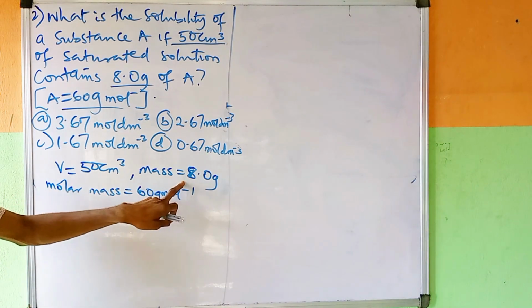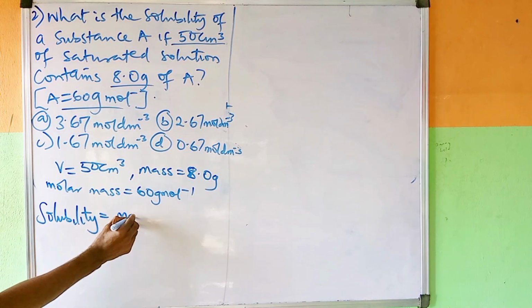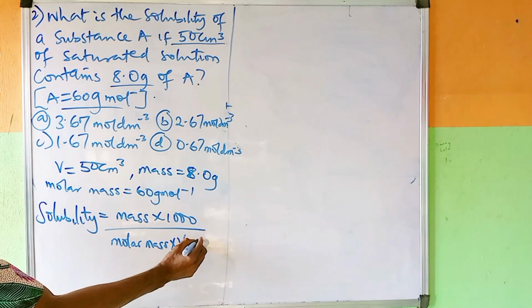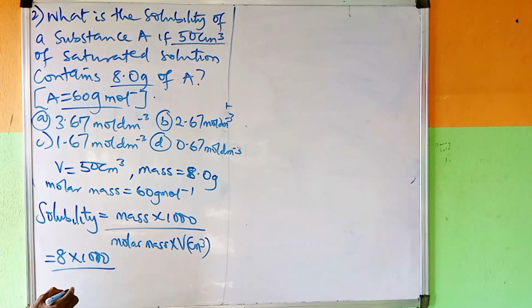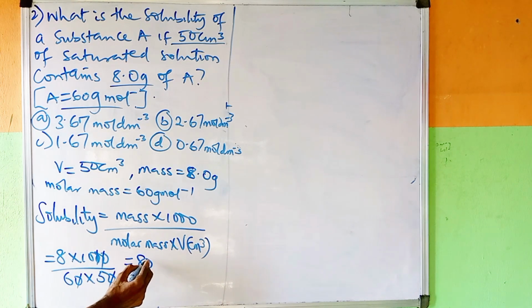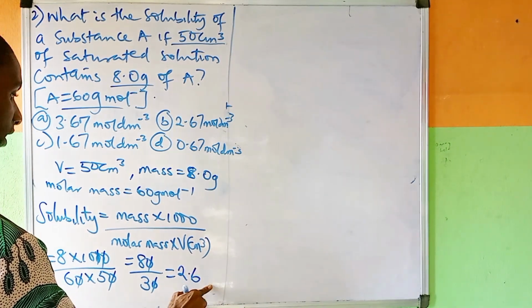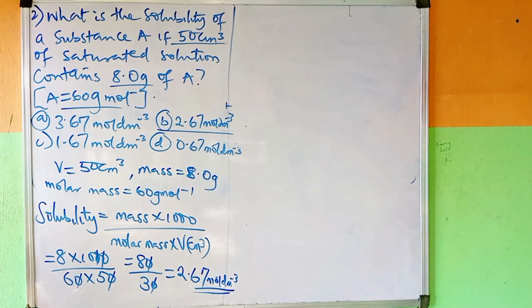So because you were given the mass, and you were given your volume in cm cube, we are going to make use of this formula. Solubility is equal to mass times 1000 over molar mass times volume in centimeter cube. So the solubility is going to be, the mass is 8 multiplied by 1000 divided by, the molar mass is 60 times the volume, 50 cm cube. Alright, so 2 zeros cancel 2 zeros, so you have 80 divided by 30. This cancels it. 3 in 8, that is 2, point 6, in 20, 2.66, approximately 2.67 mole per dm cube. So the answer is 2.67 mole per dm cube.